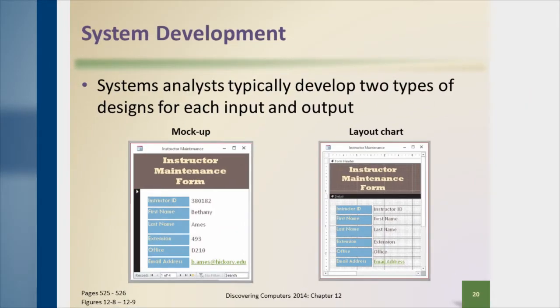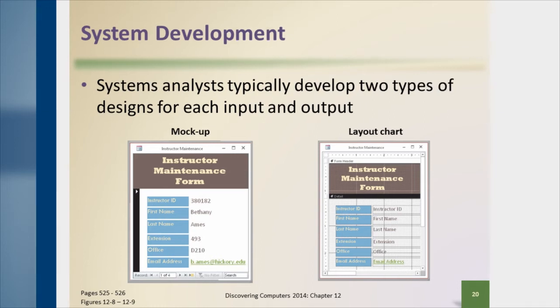A system analyst is typically going to develop two types of designs for each input and output. They're going to have a mock-up and a layout chart. The layout chart is going to allow them to manipulate where the fields go. It's going to give them information about the names of the fields, things like that. Whereas the mock-up is going to give some example information for users to be able to look at and visualize how the form is going to look.